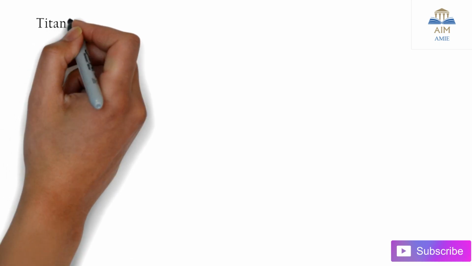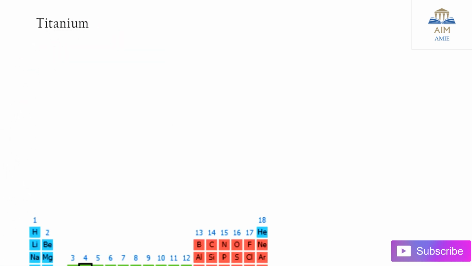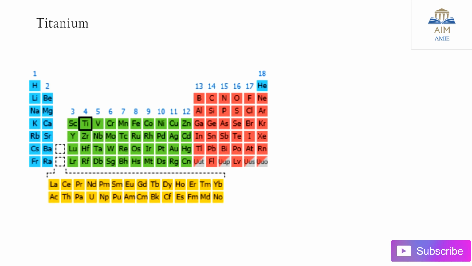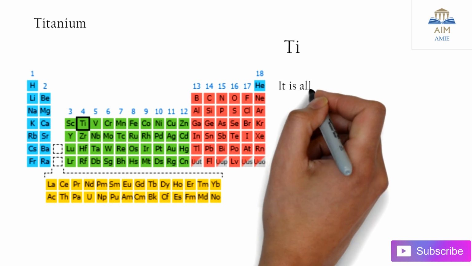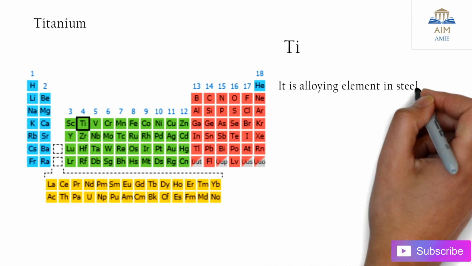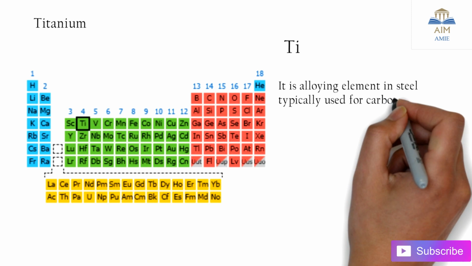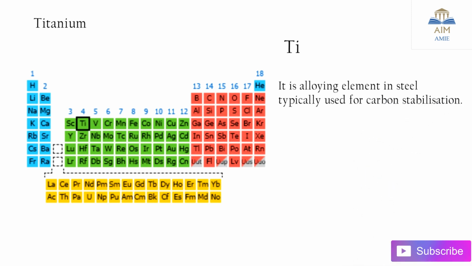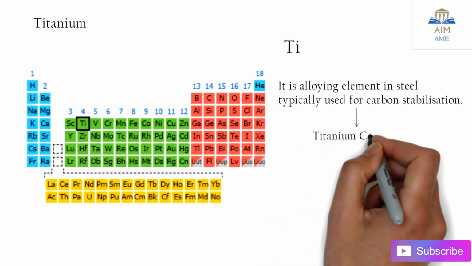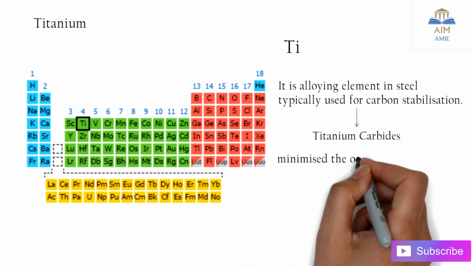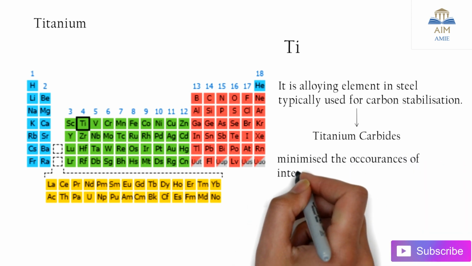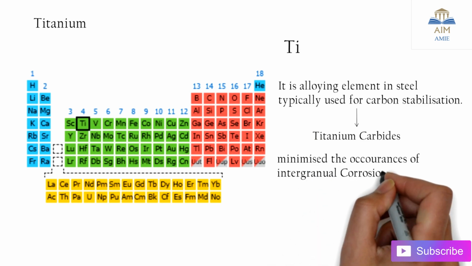The next is titanium. It is a metal, typically denoted by Ti. It is an alloying element in steel, typically used for carbon stabilization. While doing the carbon stabilization, it forms titanium carbides, which are typically used in cutting tools. So it minimizes the occurrence of intergranular corrosion.